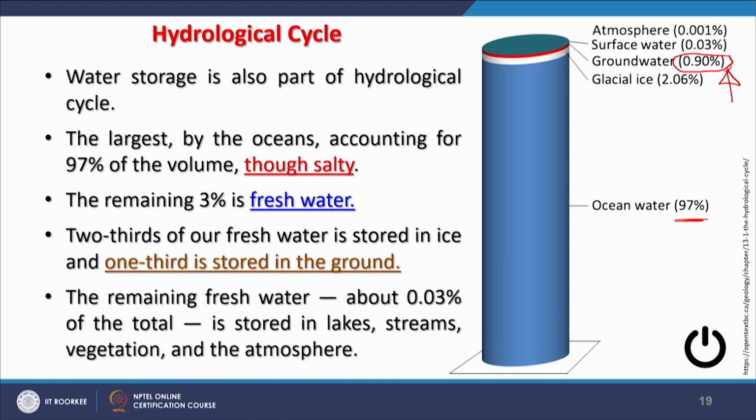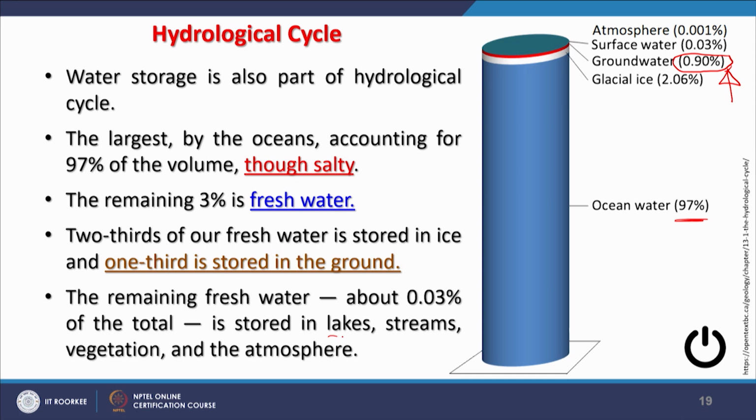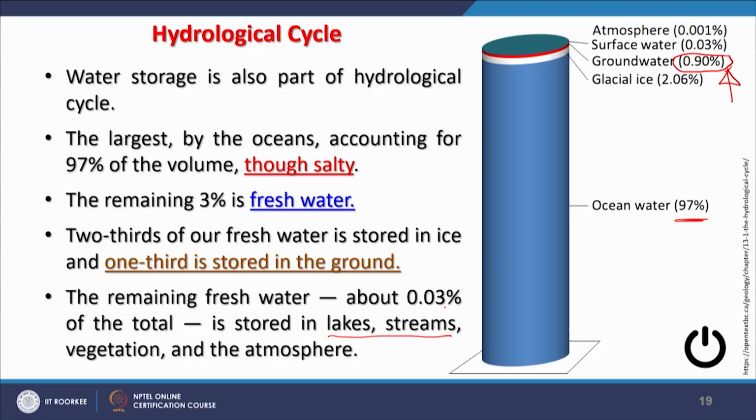So, lastly, the remaining fresh water, about 0.03% of total, is stored in lakes, streams, vegetation and atmosphere. The lake water and stream water is also used to grow crops, to supply drinking water in cities or even in villages. So, that 0.03% is also used because it is fresh water, but overall groundwater is only 0.9% of total water available in the earth system.